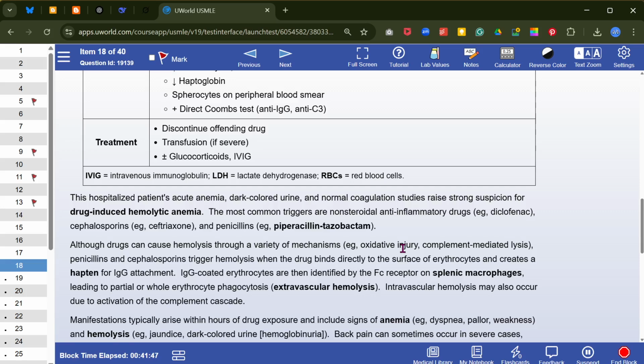Although drugs can cause hemolysis through a variety of mechanisms, oxidative injury, complement mediated lysis, penicillin and cephalosporin trigger hemolysis when the drug binds directly to the surface of the erythrocyte, creating a hapten for IgG attachment. IgG coated erythrocytes are then identified by the Fc receptor on the splenic macrophage, leading to partial or whole erythrocyte phagocytosis, extravascular hemolysis. Intravascular hemolysis may also occur due to activation of the complement cascade.